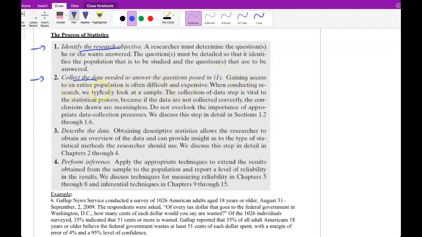Gaining access to an entire population is often difficult and expensive. So we're not going to have access to the entire population. Instead, we may choose to have a sample. And then step 3, describe the data. Obtaining a descriptive statistic allows the researcher to obtain an overview of the data or information that they collected here in step 2.